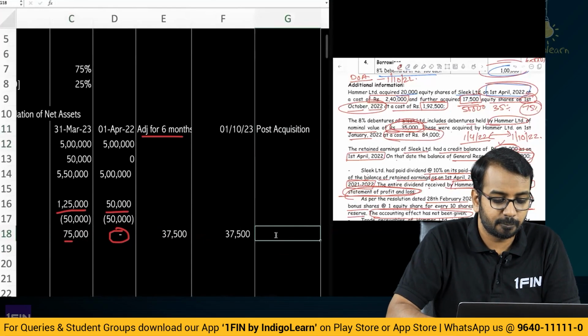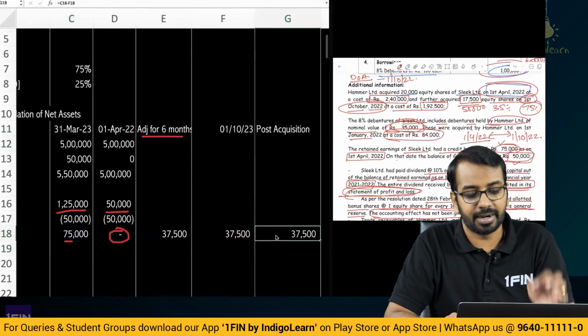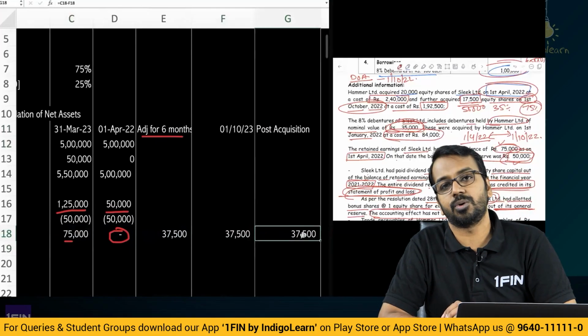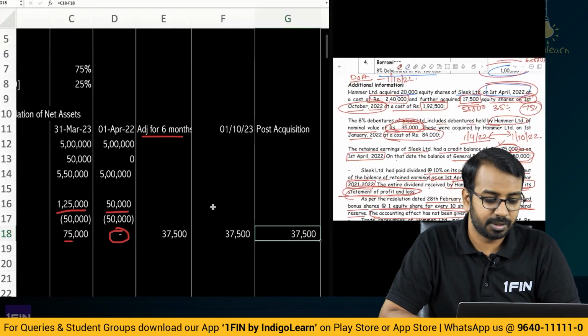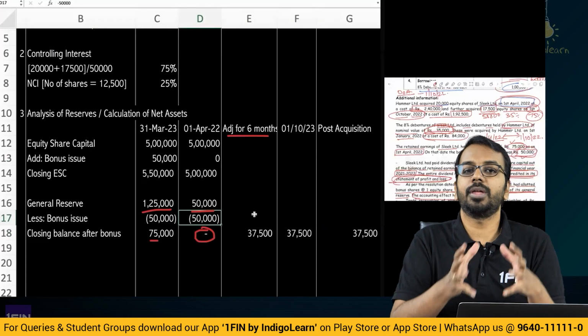Post acquisition is 75,000 minus 37,500, so 37,500 becomes post acquisition. This is pre acquisition, this is post acquisition general reserve, right? Now, what is the impact of this bonus issue on the equity share capital?